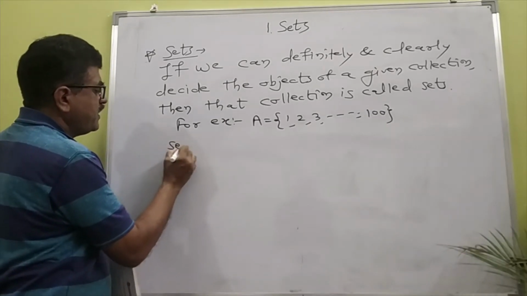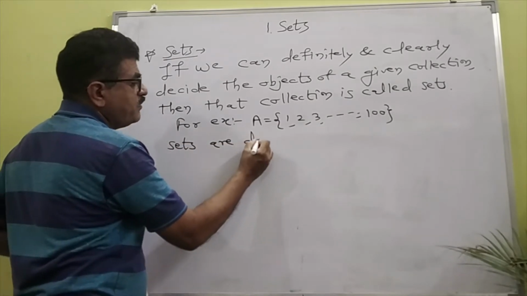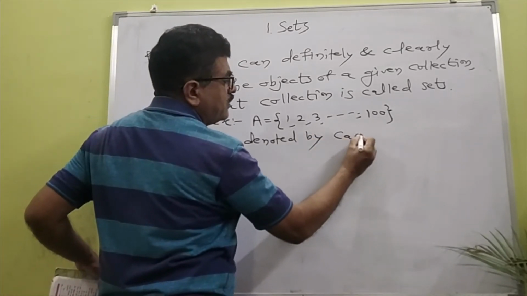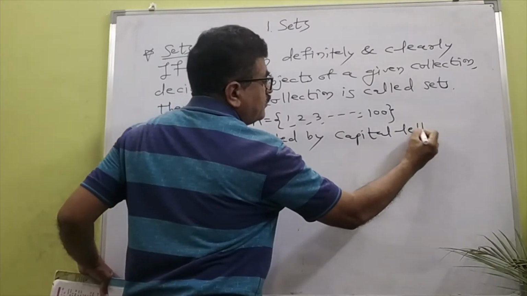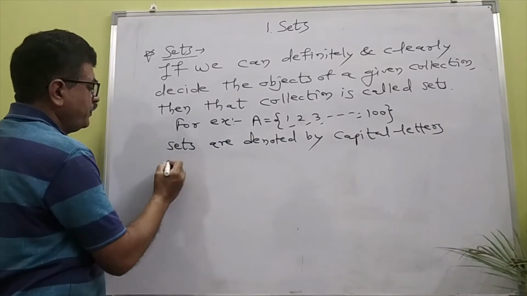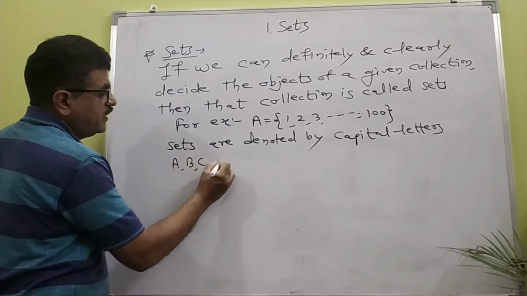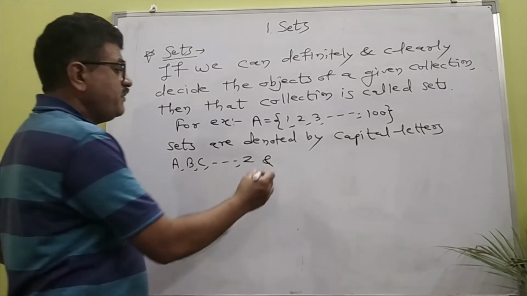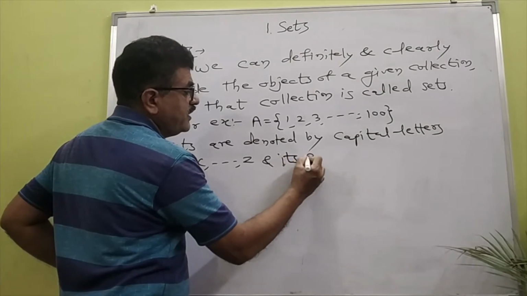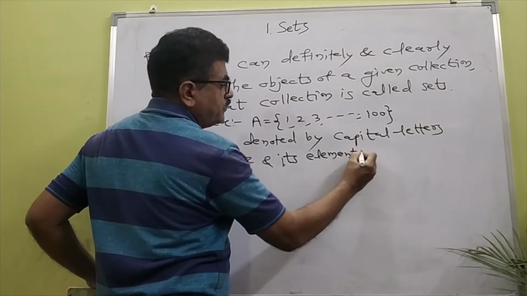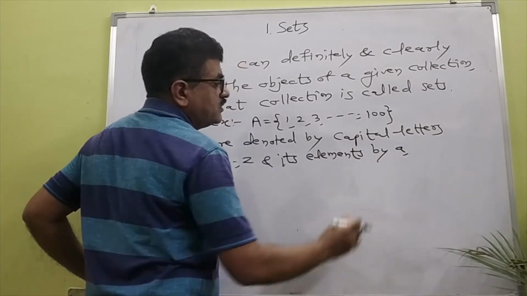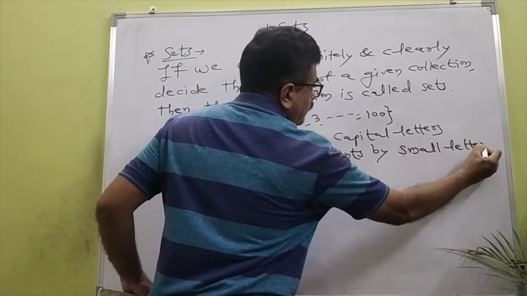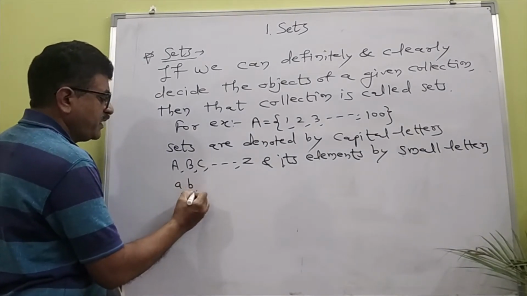Now, sets are denoted by capital letters A, B, C, last element Z, and its elements by small letters a, b, c and so on.